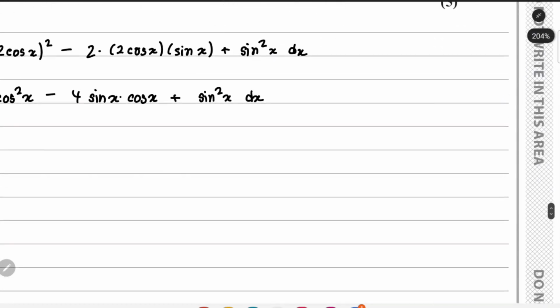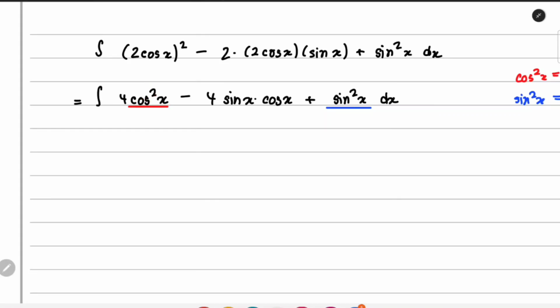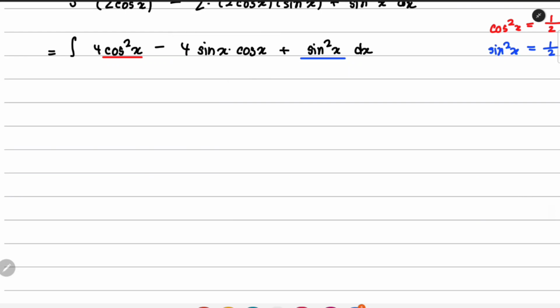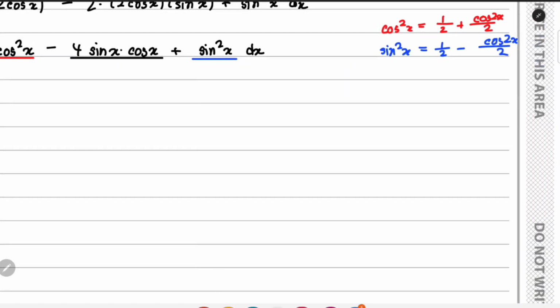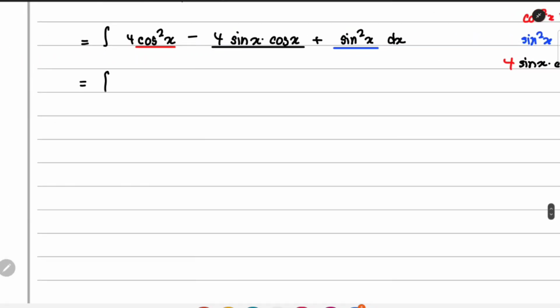Now we'll use the formula for cos square and sin square. Cos square x is half plus cos twice x by 2, while sin square x is half minus cos twice x by 2. So we'll place that value over here and the other one over here. And for the case of 4 sin x cos x, we'll have to use the fact that 2 sin x cos x is equal to sin twice x. So in this case I'll multiply both sides with 2. I'll be left with 4 sin x cos x equal to 2 sin twice x. I'll place those values over here.